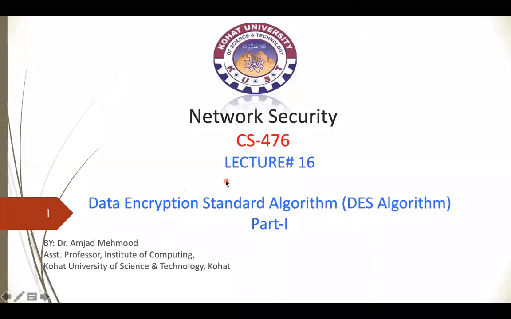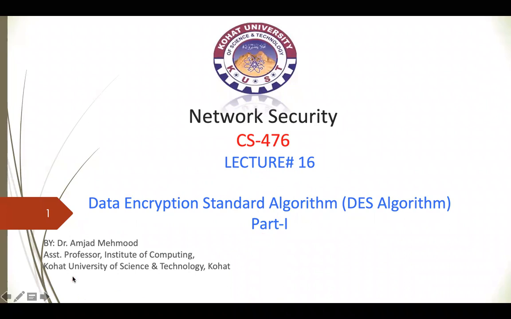Dear students, let's start lecture number 16 on the topic Data Encryption Standard algorithm. Normally it is called the DES algorithm, and this is part number one. We will have four parts. This is a very big topic of network security, so we will be discussing the Data Encryption Standard in four parts. So this is part number one.